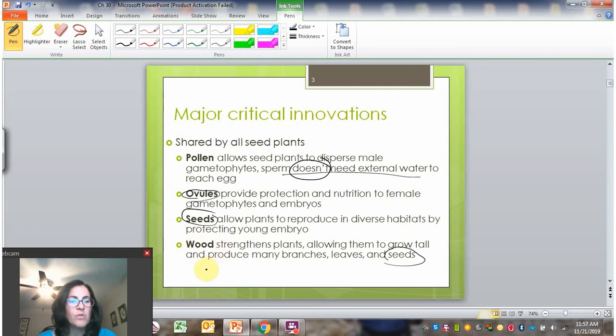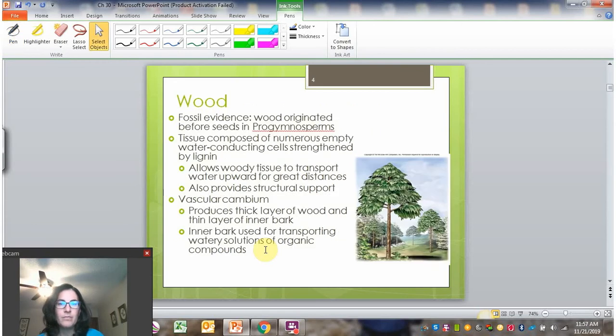I just want to say a word here. Remember that when we say wood, we're really talking about woody tissue. Sometimes we have a perception in our mind of wood being like the trunk of a tree, but plants like roses and shrubs, they also have wood. It's just not as thick and dense as a tree trunk. The other interesting thing about wood is that when you look at the fossil record, it actually occurs before seeds. And so there were plants called progymnosperms that had wood but didn't make seeds. But today, all of the wood-containing plants are seed plants as well.